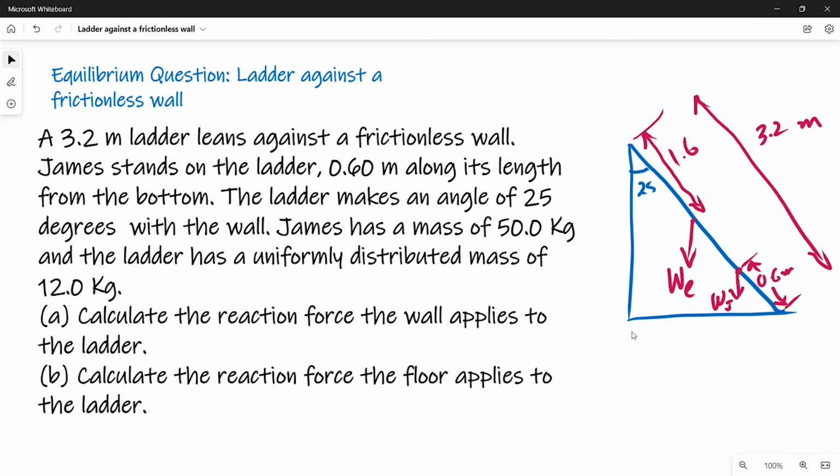Today in this session, we will solve one question, and that is related to equilibrium. It's a ladder against a frictionless wall. So let's read the question.